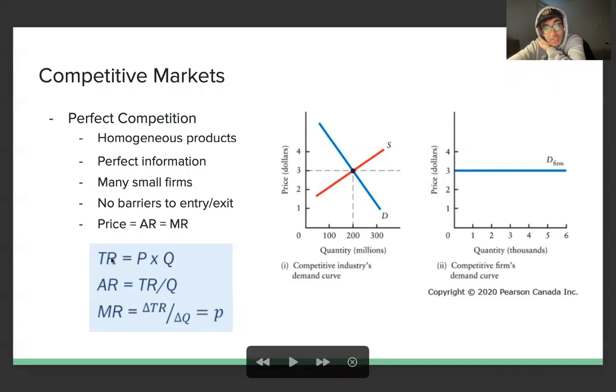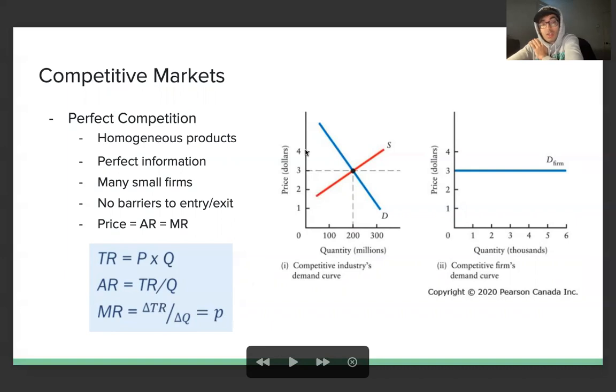So again, total revenue is price times quantity. That's what a firm earns in totality. And then you have average revenue, which is just total revenue divided by the units that were sold. As you can see, this would make average revenue equal to price if I just take Q here. And then marginal revenue is the change in total revenue if you sell one more unit of a good. And the reason this is equal to price is as follows.